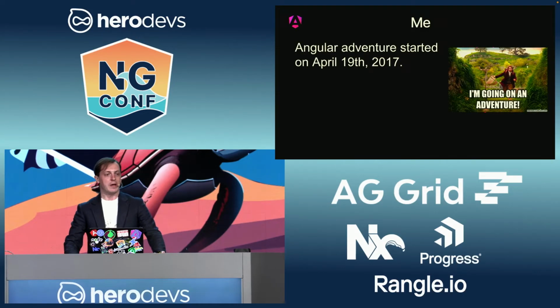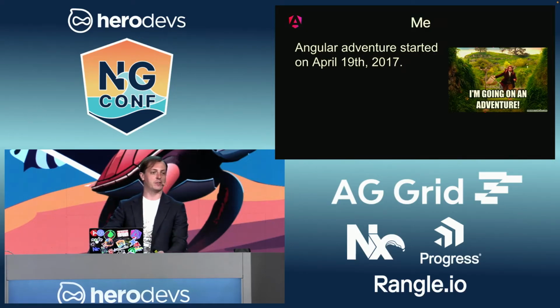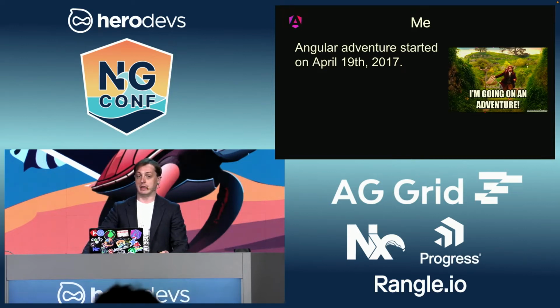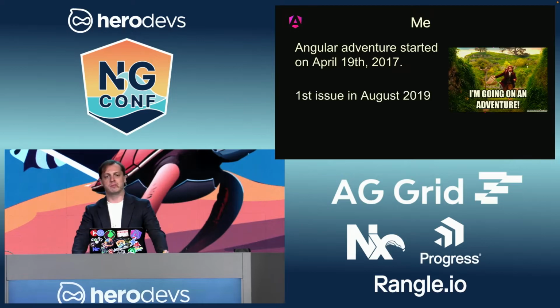Sorry. So my journey started, and I had to look back for this date, with a workshop at work in 2017. I used it a lot since then. I opened the first issue in 2019 and opened my first PR in 2022.